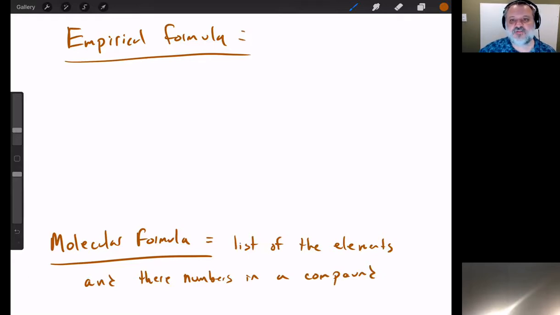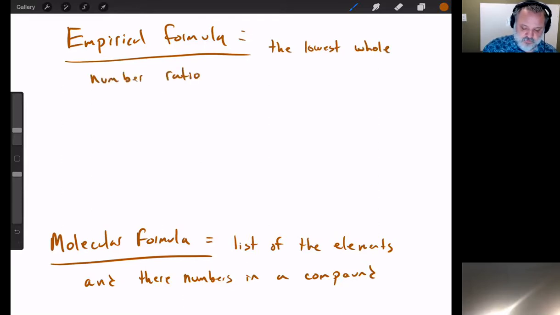Empirical formula is just a little bit different. It's the lowest whole number ratio of elements in a compound.